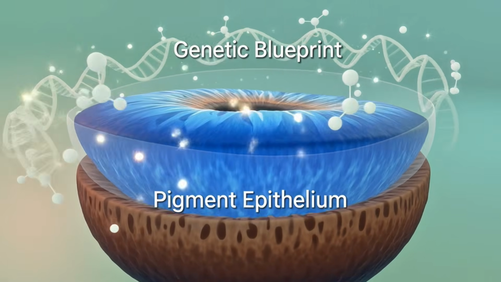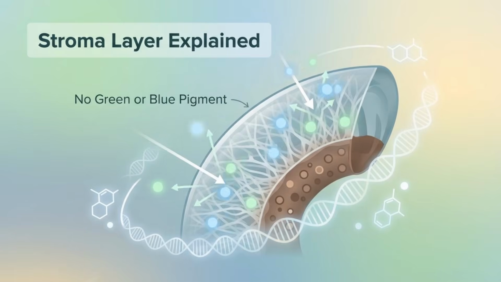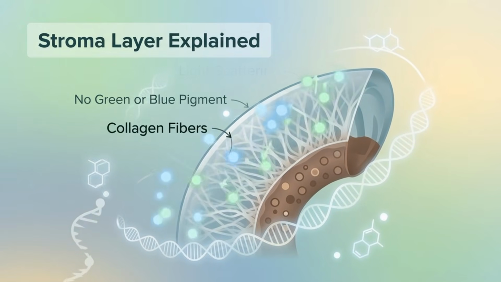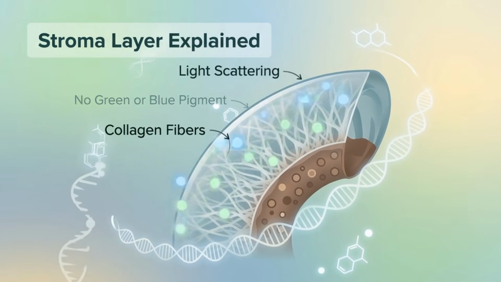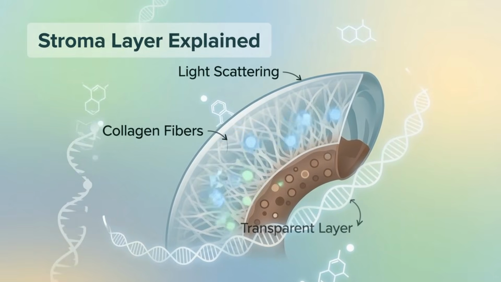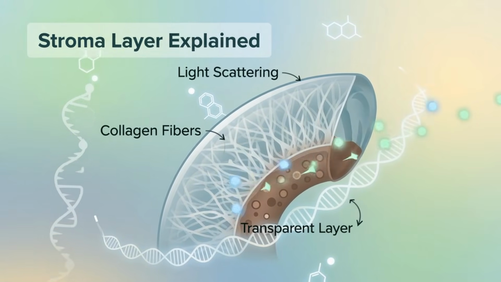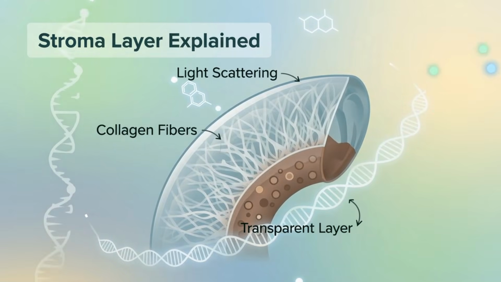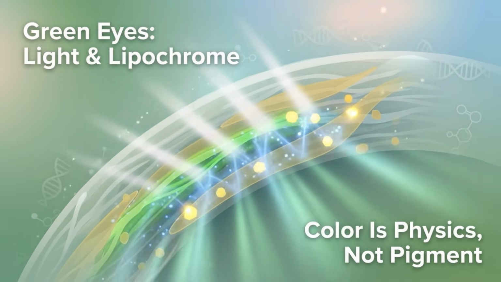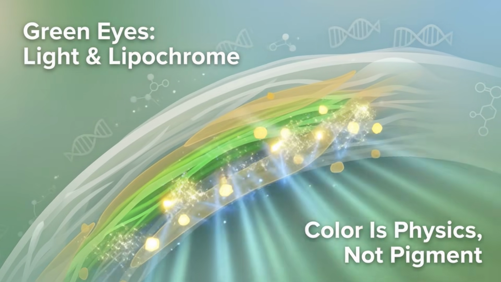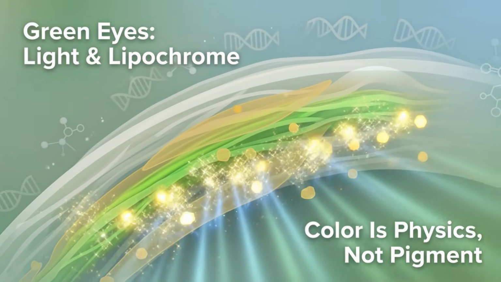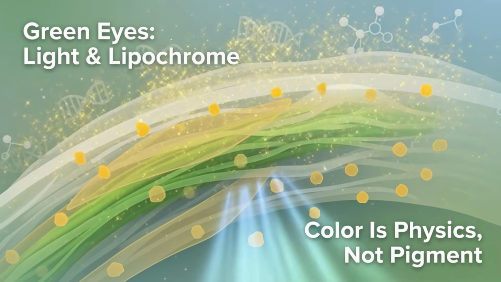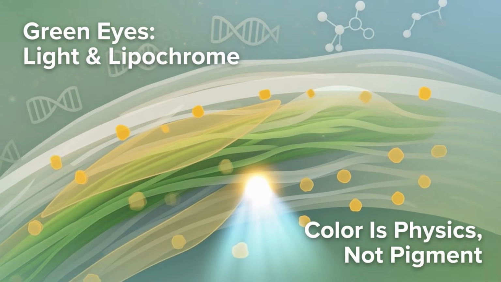The colored part of your eye has layers. The one that matters most for our purposes is called the stroma, a fibrous tissue that sits at the front. This layer doesn't contain green pigment. In fact, the human body produces no blue or green pigment in the eye whatsoever. What you're seeing when you look at green eyes is always the result of light behavior, specifically how light scatters through tissue and interacts with small amounts of a yellow compound called lipochrome.